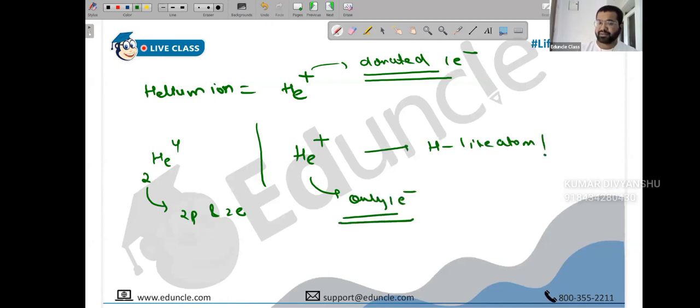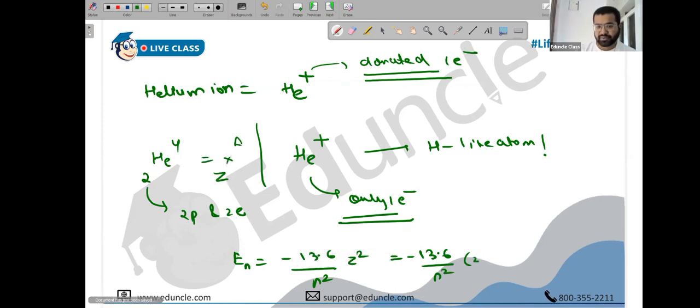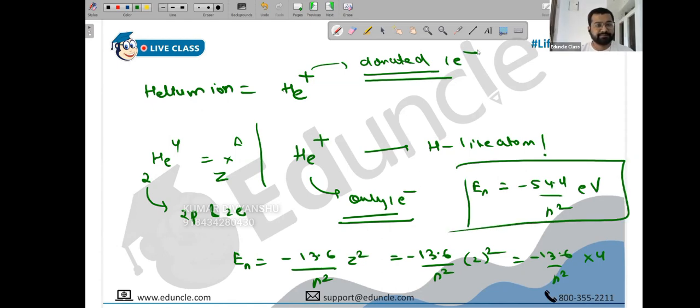Because it has only 1 electron, it's a hydrogen-like atom, and you can simply say that the energy of a hydrogen-like atom is minus 13.6 upon n square into Z square. This is AXZ, and here Z is 2. So this is minus 13.6 upon n square times Z square, that's 2 square, which is 4. So the energy of this helium ion is minus 54.4 upon n square electron volt, people.